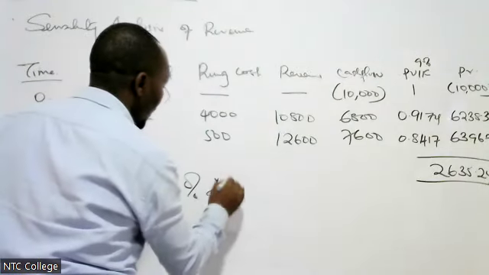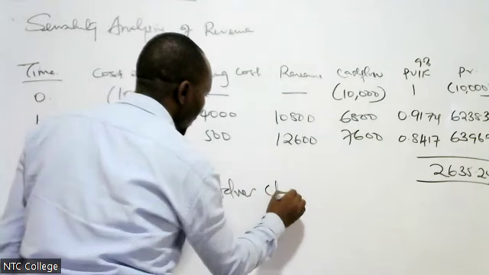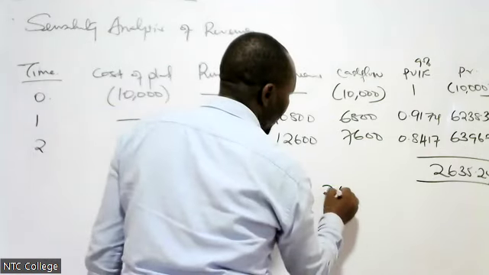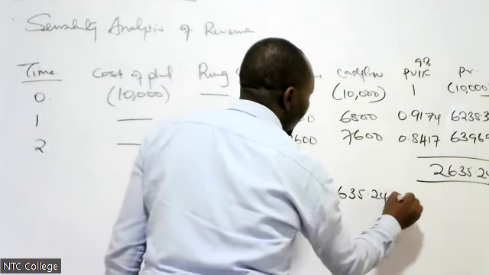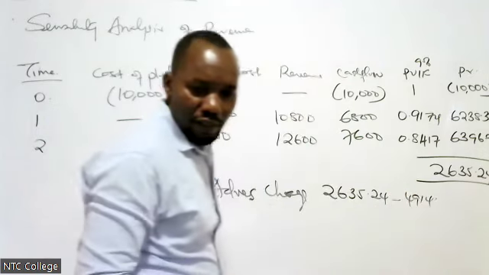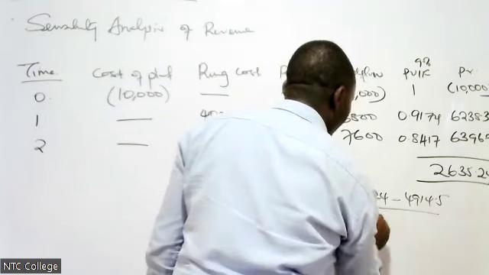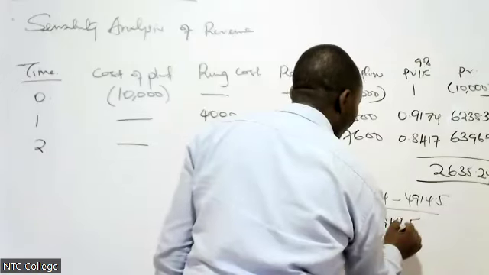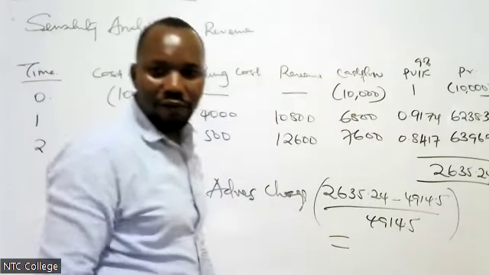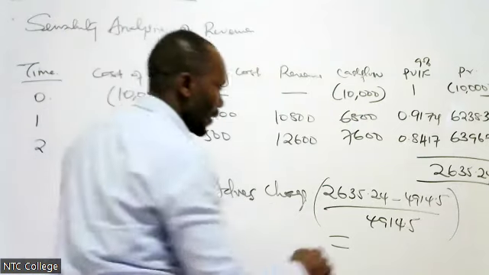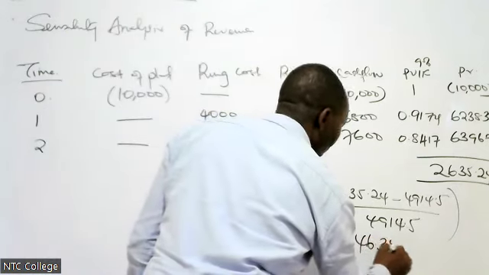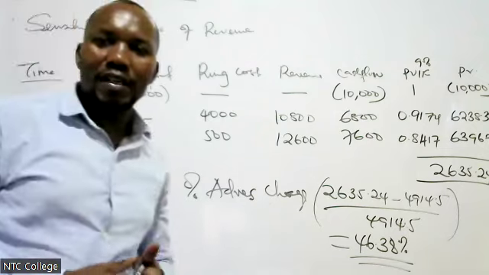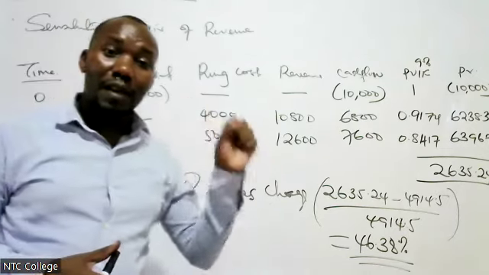So the percentage adverse change is this one: 26,35.24 minus 49,14.5 over 49,14.5. You're getting a percentage of 46.38%. Okay, so that is the end of sensitivity impact analysis.